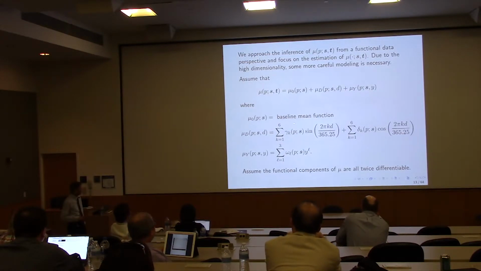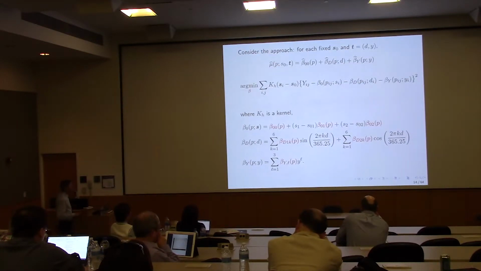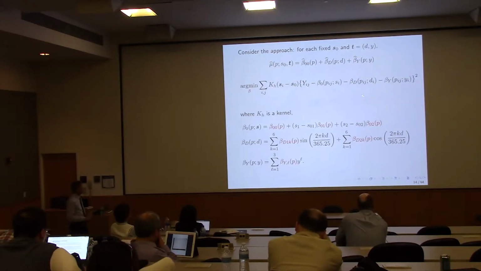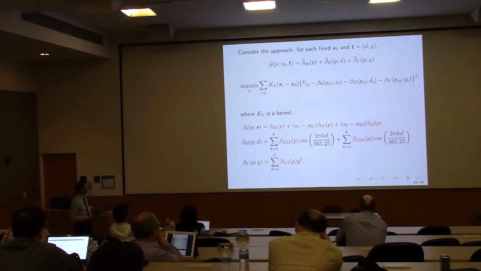Now, since I'm going to be taking a functional data perspective, I'm going to be doing non-parametric estimation. And I need to assume that these are all functions in P, in depth. So I'm going to assume that these functions are smooth, at least 2 times differentiable. And I'm going to put all of these elements in a big sum of squares, like this. So here I'm assuming a fixed location, S naught.